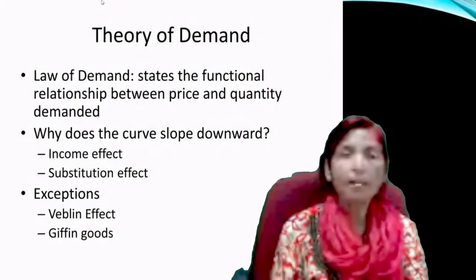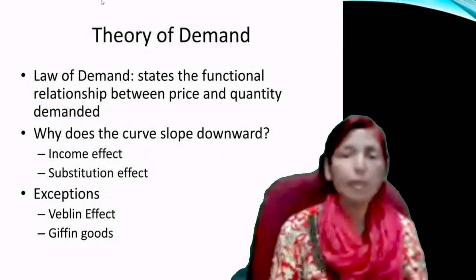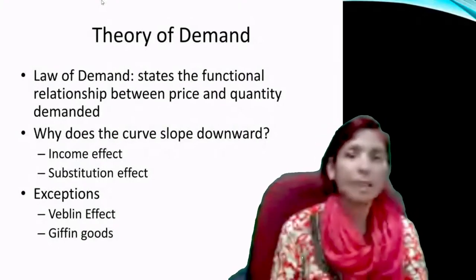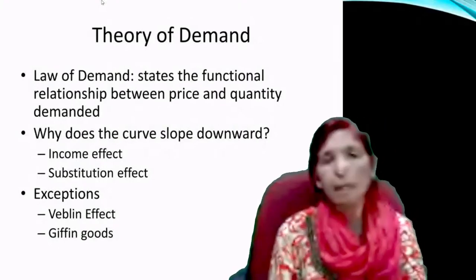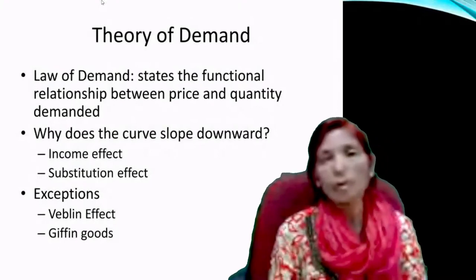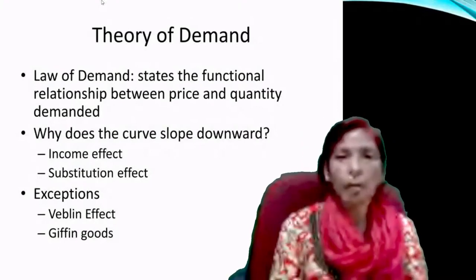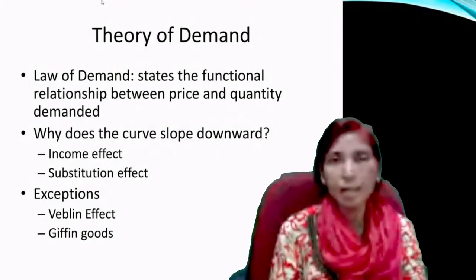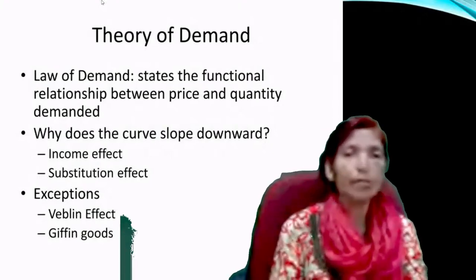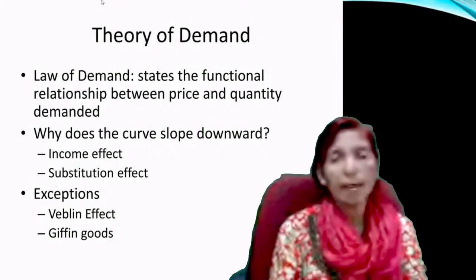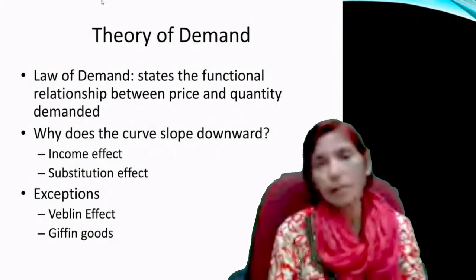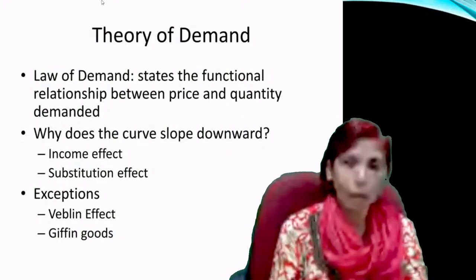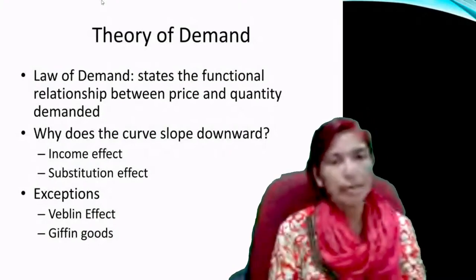It means if goods are substitutable, if we can use one commodity for another, and if the price of one commodity increases, then people will demand more of the other substitutable goods. In this case, there is an inverse relationship between the price of one commodity and the demand for its substitutable commodity. So the demand curve slopes downward due to which effect? Substitution effect.